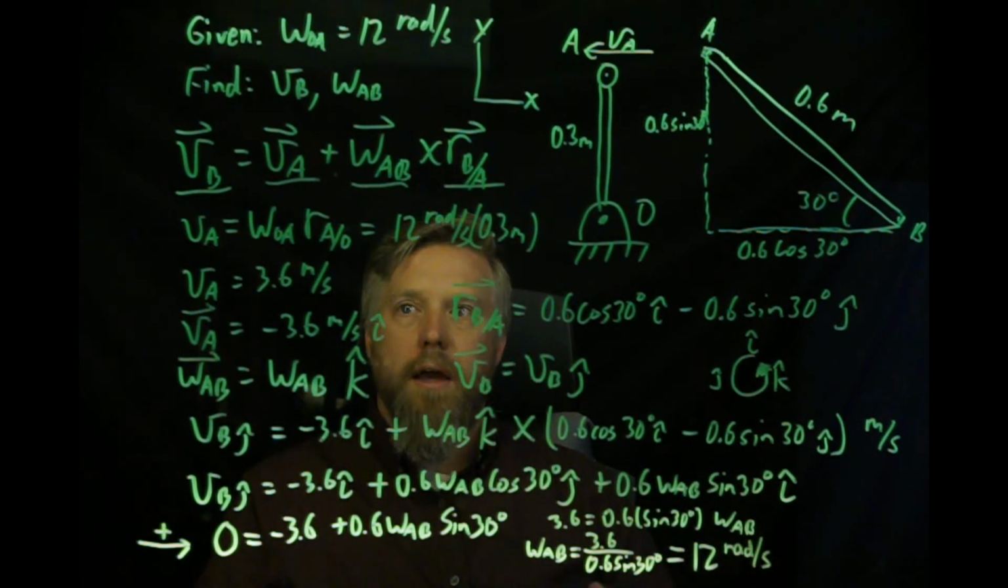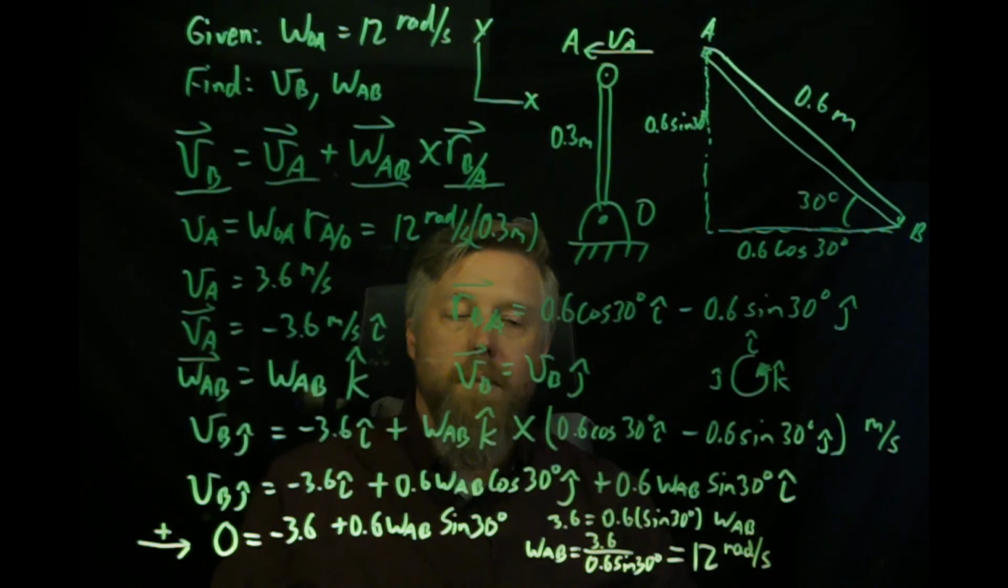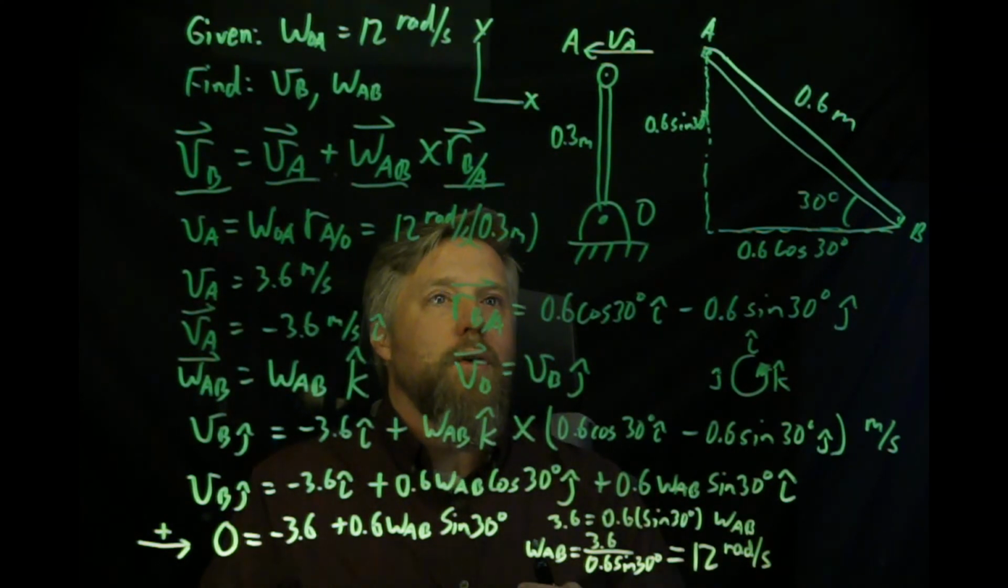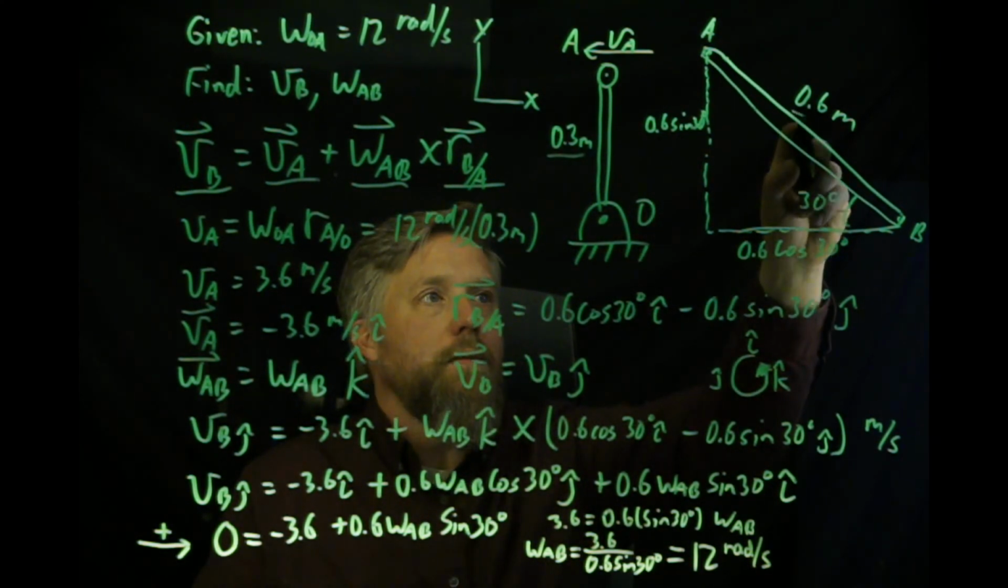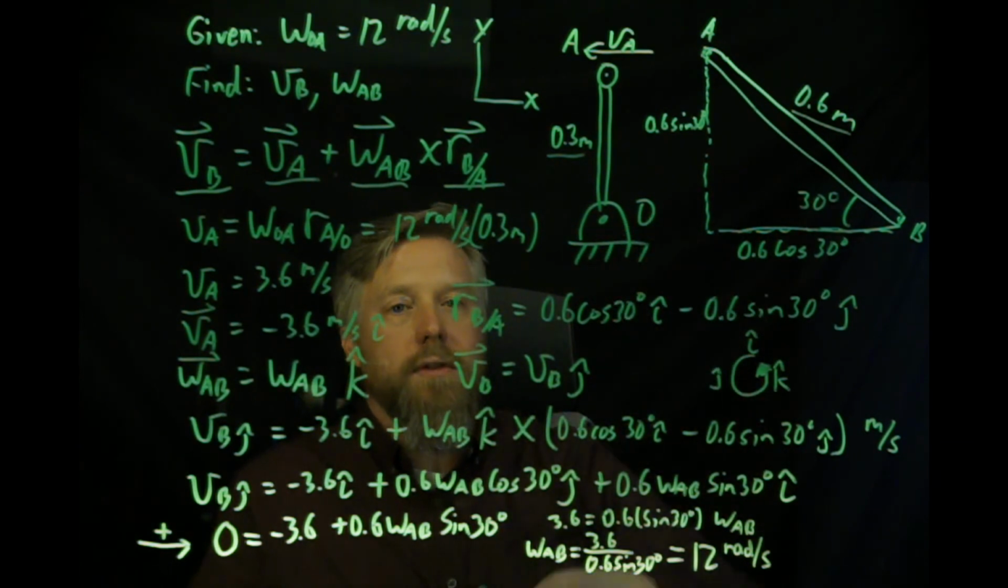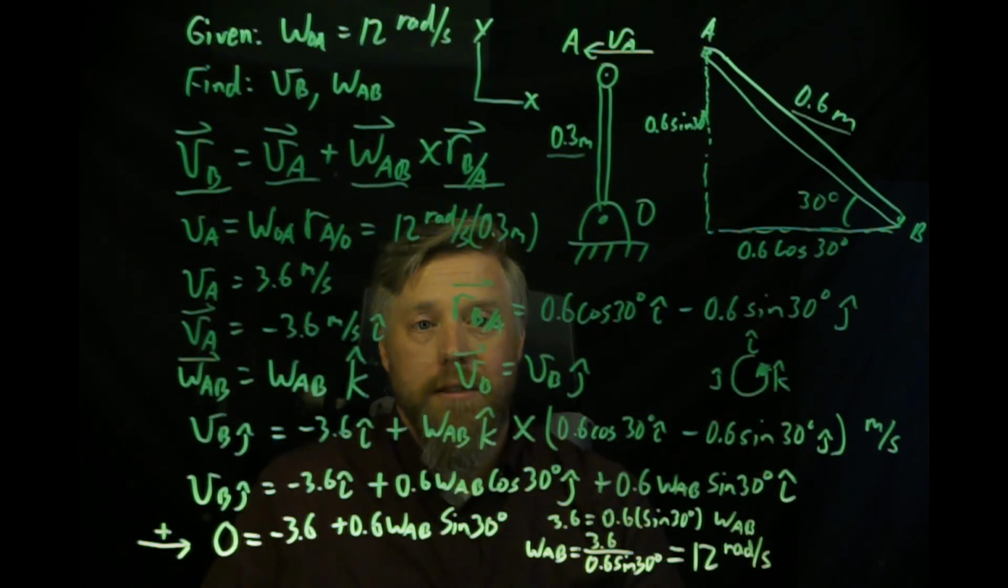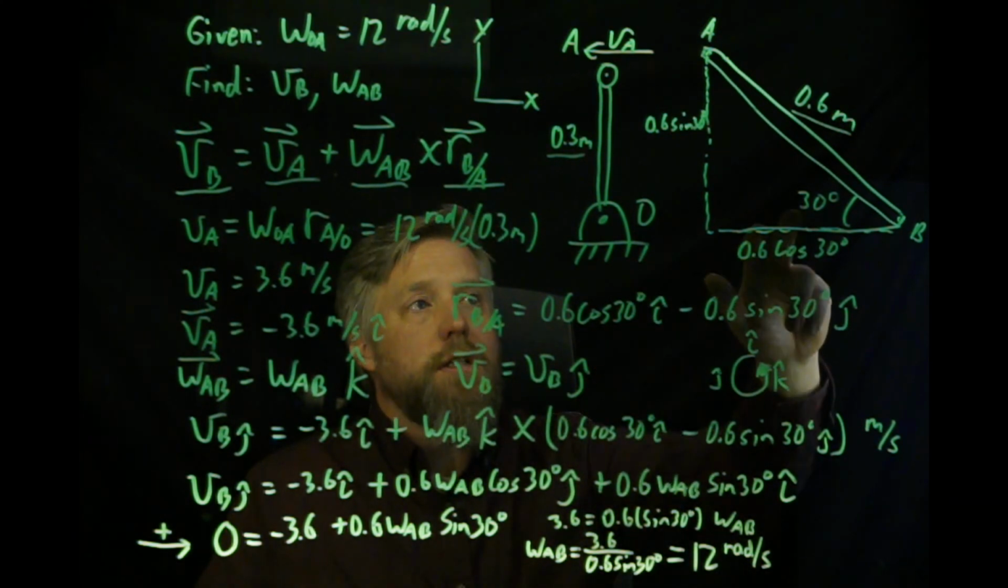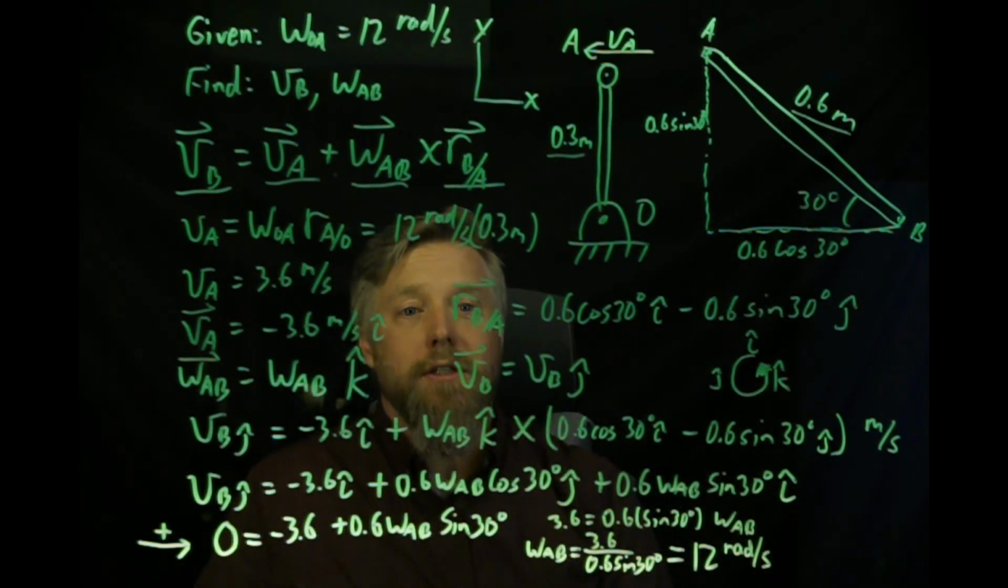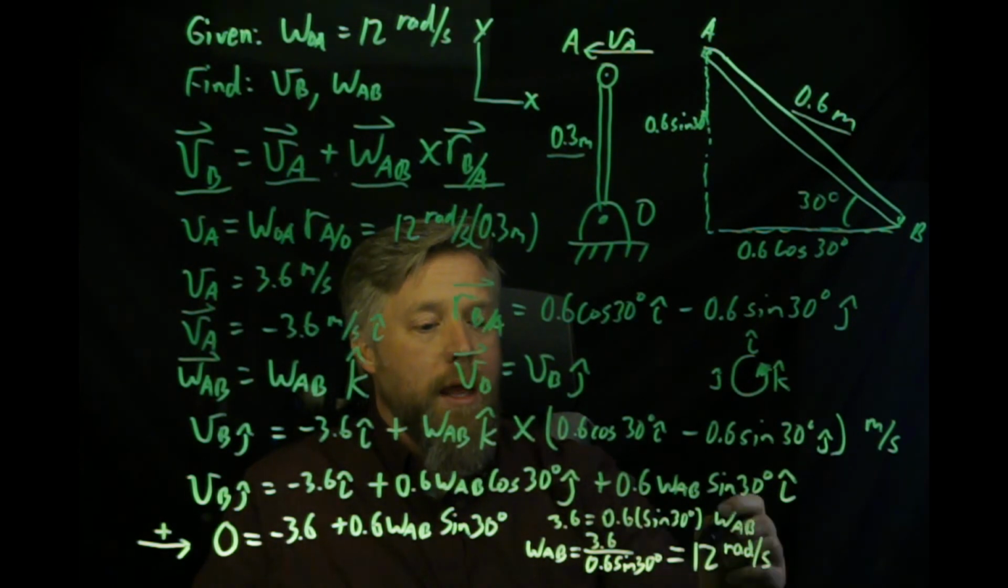Now, I do want to point out that 12 is the same as the given omega. That is a coincidence because this is half, and we have a 30 in here, and our sine of 30 is half. And that's what's happening. It's just for this one snapshot. If I were to change the angle or change either of those magnitudes, those two would not have been equal to each other. So we have our omega AB.